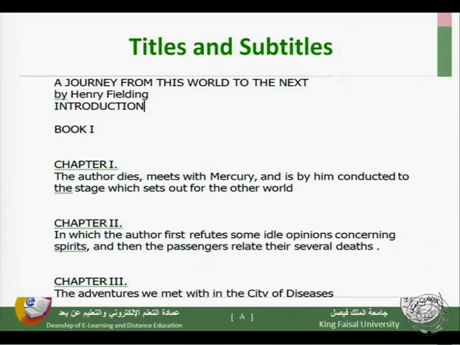There are illustrations, as you can see, pictures. Here is what I'm referring to as titles and subtitles of chapters. Book 1, Chapter 1, the author dies, meets with Mercury, and is by him conducted to the stage which sets out for the other world.